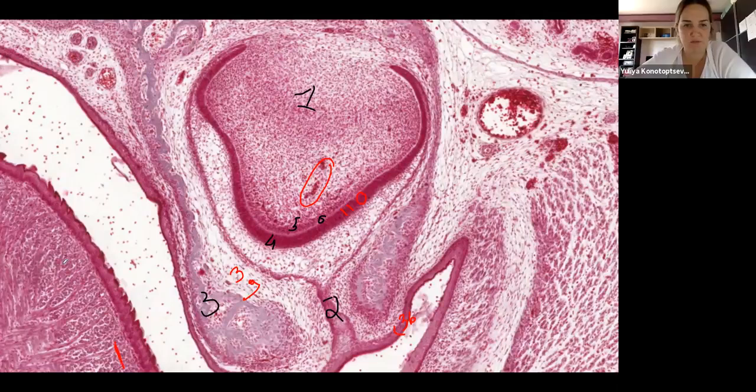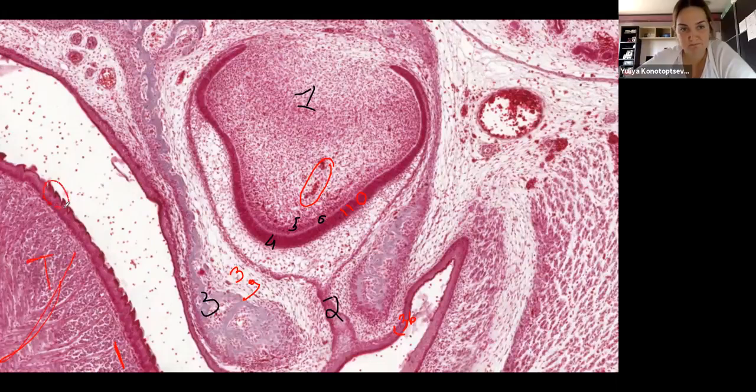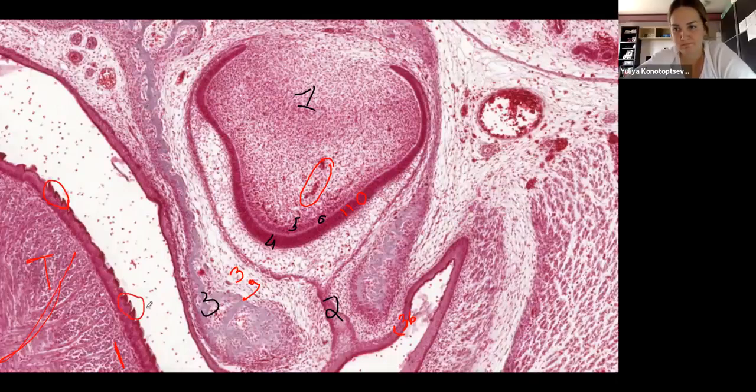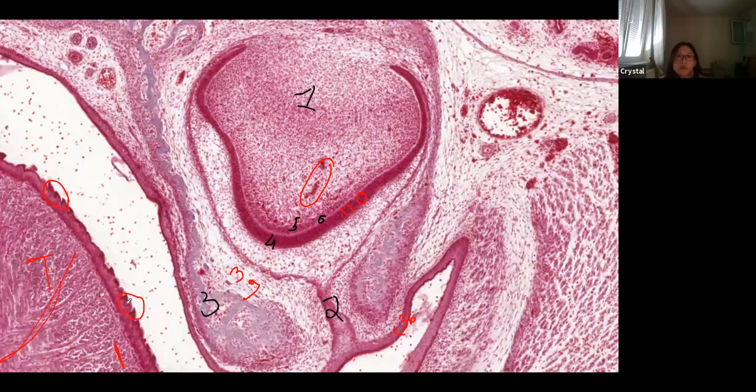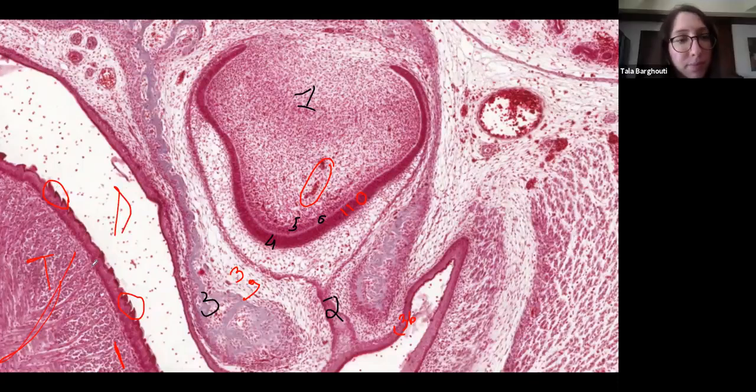What is this structure here, on the side, this one? Tongue. Gland. Very good. What are these? Specialized mucosa protrusions. How do we call them? Papilla, no. Take a look at them, they're like this. Filiform. Very good. So these are the filiform papillae.